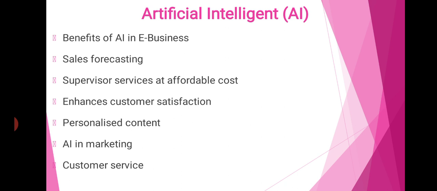First one, it improves the sales forecasting. Artificial intelligence is used in making sales forecasts. It helps in analyzing huge volumes of data, and on that basis it offers useful insights, like a torch or light, about customer buying behavior. Then we can forecast our sales during the next 3 or 4 months or a year or the next coming years. Clear. The next one, supervisor services at affordable costs.